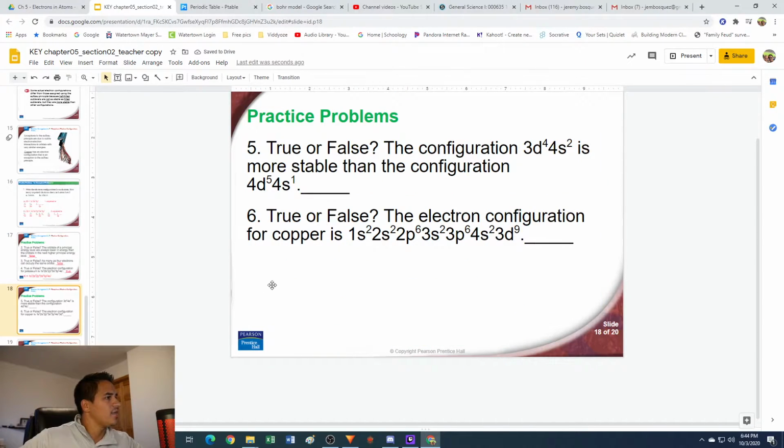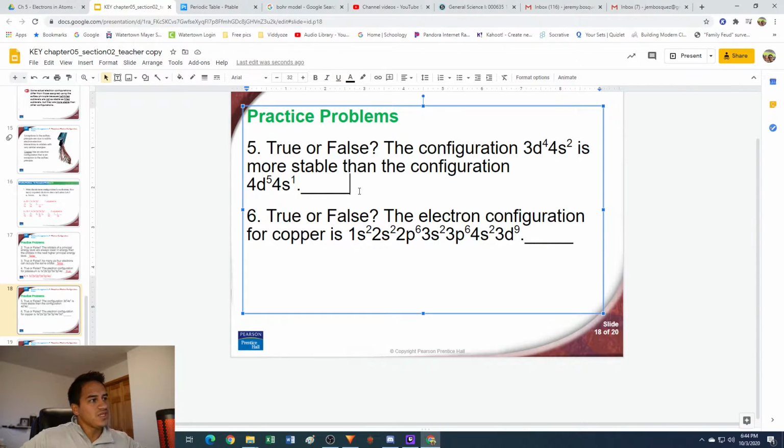All right. Number 5, true or false, the configuration 3d4 4s2 is more stable than the configuration 4d5 4s1. So this one is false. Okay, this is actually false. And as to why it is false, and what is it actually asking? So what is this question asking?